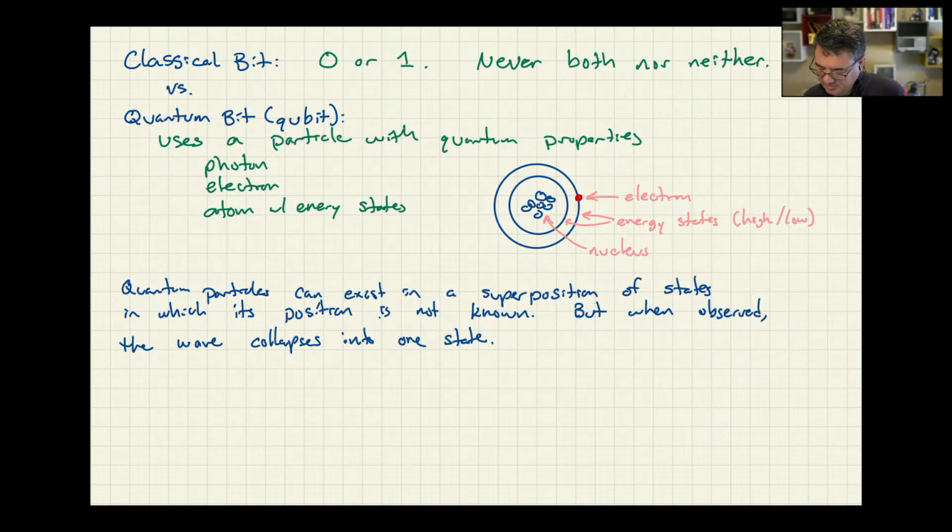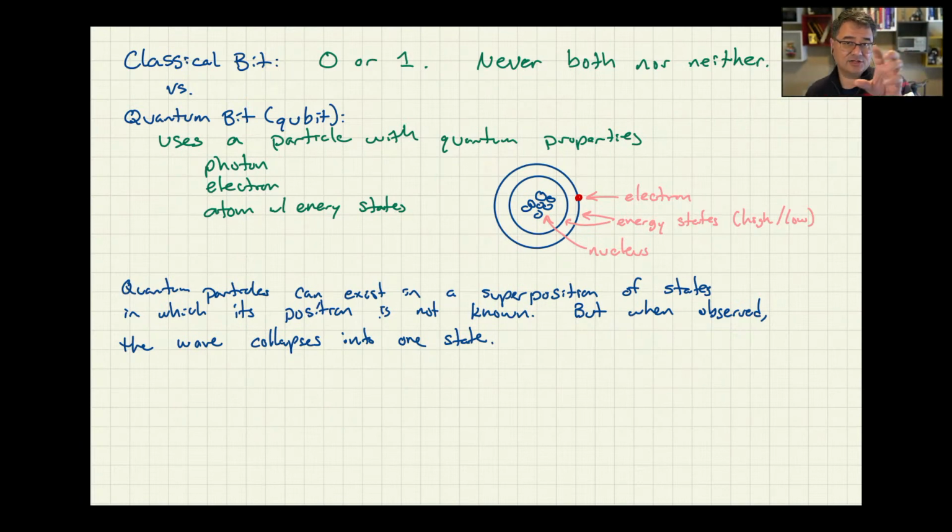A quantum bit, by contrast, uses a particle with quantum properties. These could be things like photons, electrons, or an atom with energy states. For example, here's this naive high school view of an atom, but it works well enough for us. You've got a nucleus in the middle, and an electron that's orbiting, if you will, around the nucleus. That electron could either be in a high energy state, in which it occupies an outer orbit, or it could lower itself down to an inner, lower energy state, in which it occupies a closer orbit.